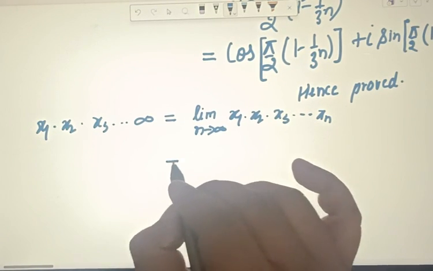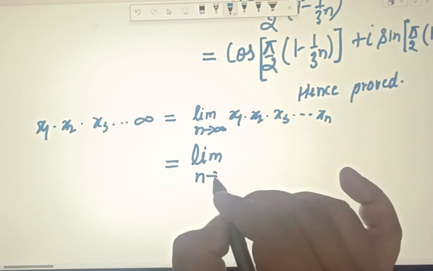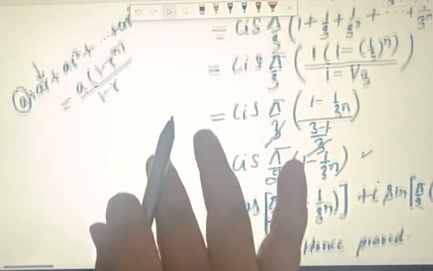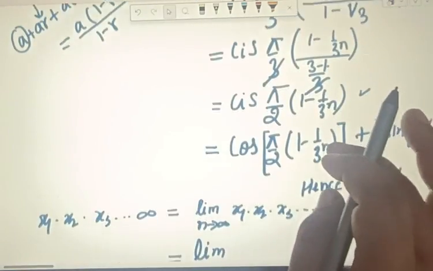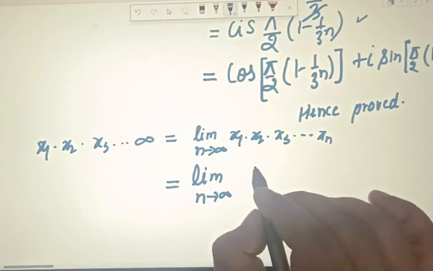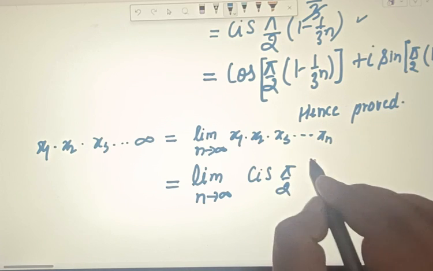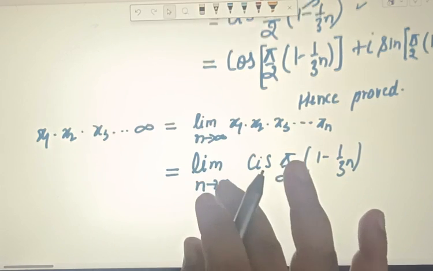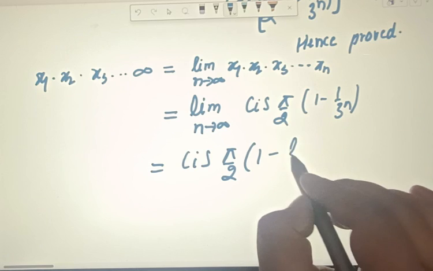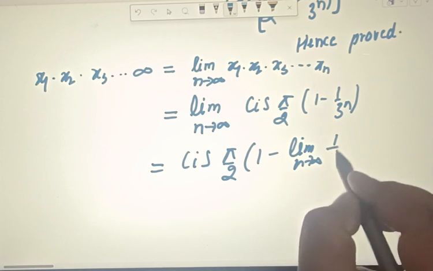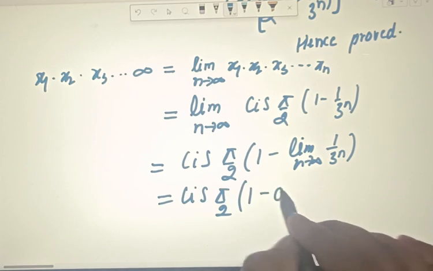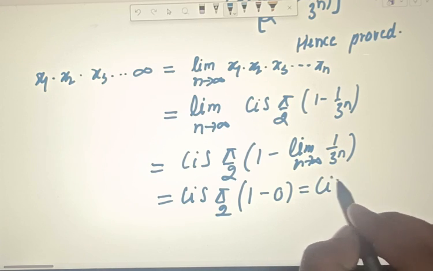So what does it mean? It means the limit as n tends to infinity, and the value of this product x1, x2, x3 up to xn is what we have calculated here: cis π/2 times (1 − 1/3^n). Now by the property of limits, we can write cis π/2 times (1 − limit as n tends to infinity of 1/3^n). So cis π/2 times (1 − 0), since the limit of this is 0.